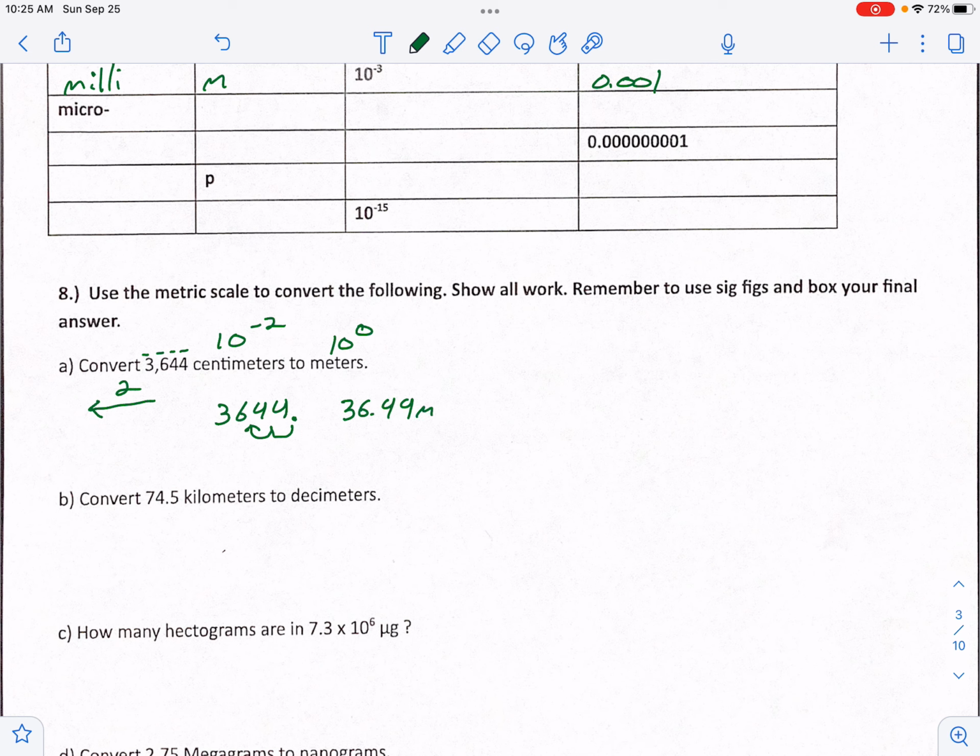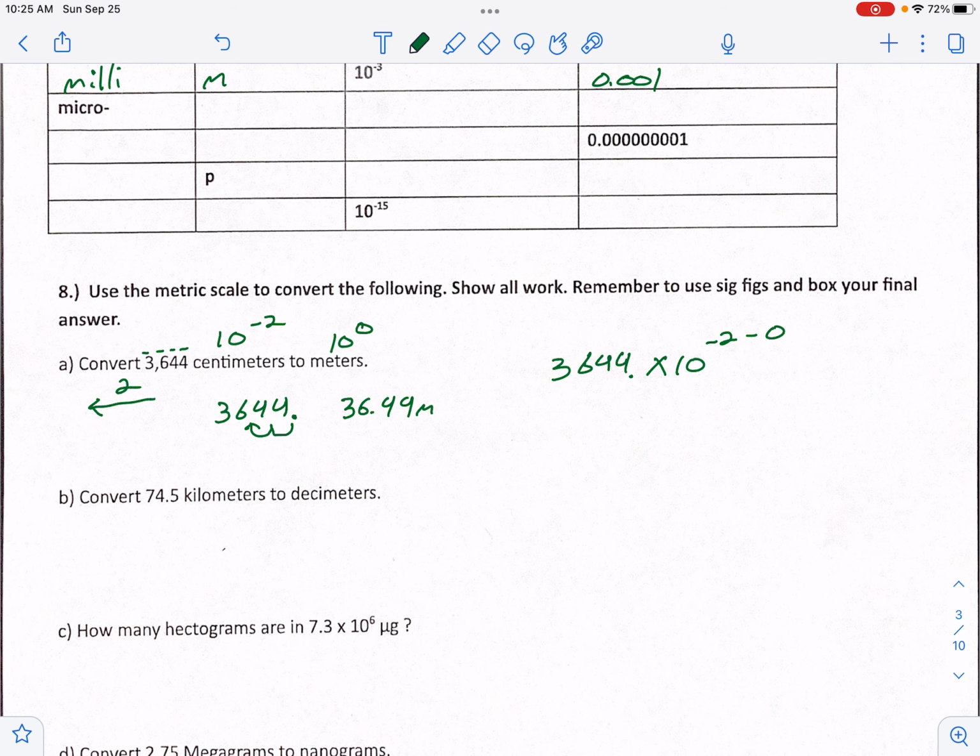Now, if you want to do the exponent way, you're going to write out 3,644 times 10 to the negative 2, because that's centimeters. And you always minus where you're trying to get to. So minus 0, nothing really changed there. But if you are going to put it in scientific notation, remember this number right here has to be a number between 1 and 10. Okay, so I need to fix my decimal. If I had a decimal, it'd be right here. I would move it to the left 1, 2, 3 times.